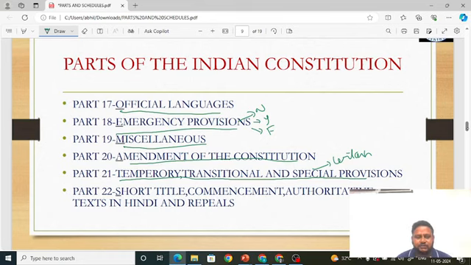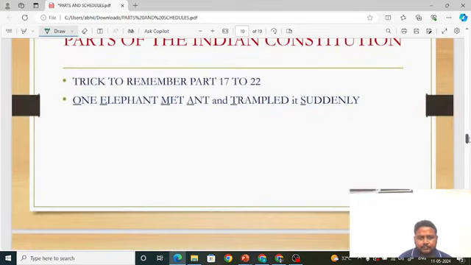Okay, next part 22, short title, commencement, authoritative text in Hindi and repeals. It is talking about what language is to be used in the constitution, short title, commencement of the constitution, authoritative text in Hindi and repeals. Repeals means removal of certain things. That is spoken in part 22, friends. Please pay attention to the mnemonic which I teach now to remember parts 17 to 22.